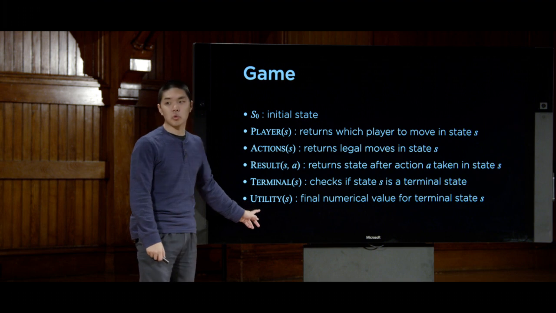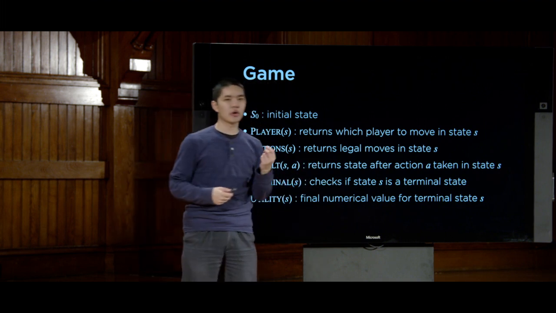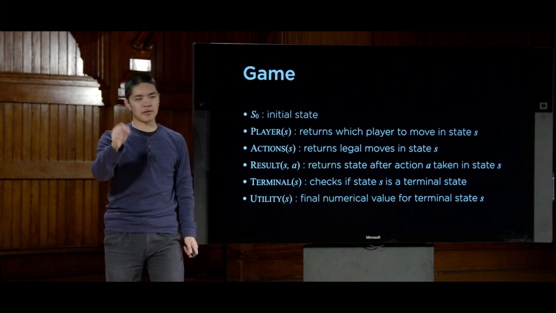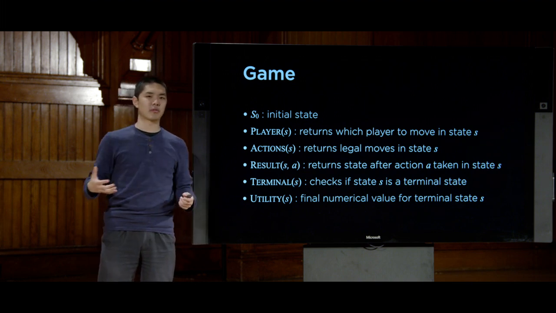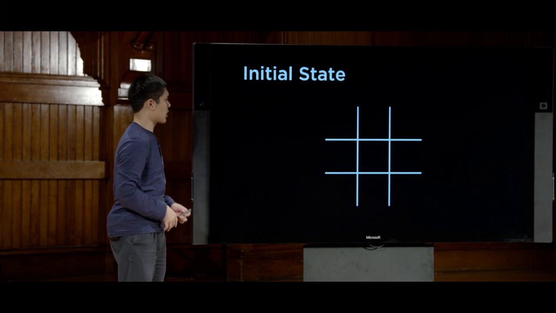And then finally, we'll need a utility function, a function that takes a state and gives us a numerical value for that terminal state. Some way of saying if X wins the game, that has a value of 1. If O has won the game, that has a value of -1. If nobody has won the game, that has a value of 0. So let's take a look at each of these in turn.